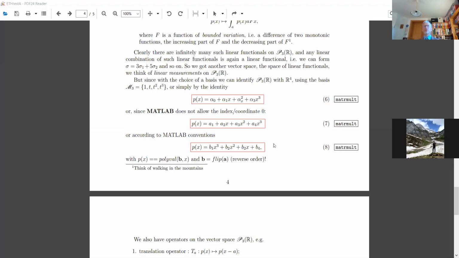In MATLAB, we actually have to think of the same thing in opposite order. So you would use polyval with vector B with 4 coordinates, from the first to the last coordinate. Of course, B is the flipped version of A, and A is a relabeled version of the alpha that mathematicians would use. So please keep this in mind. We will use this over and over again.